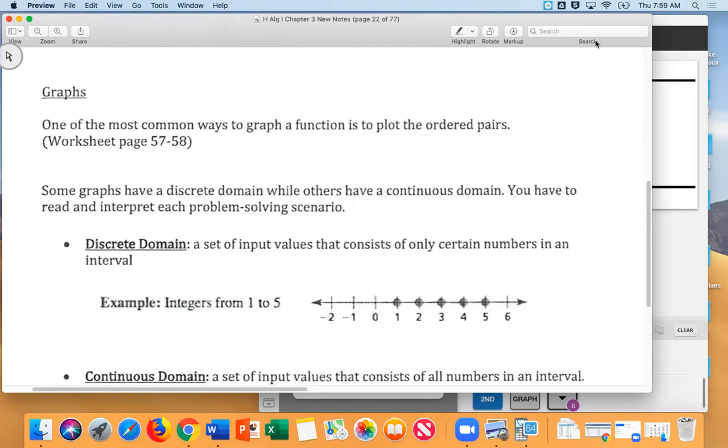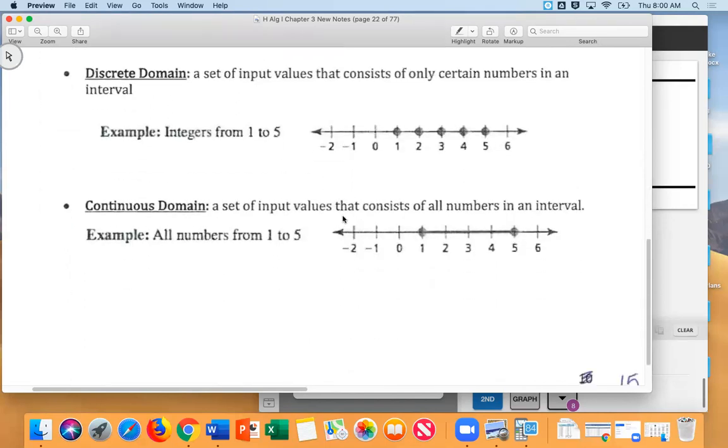So discrete domains are a set of input values that consist only of certain numbers in an interval. All right, for example, they just gave you a number line and it's like 1, 2, 3, 4, 5. Kind of think of like, if we as a class are going somewhere, I would need to get certain vans. I couldn't get like half a van. So it's either I have one van or I have two vans. I can't have like 1.5 van. And continuous is a smooth line, okay? See how it encompasses every number?